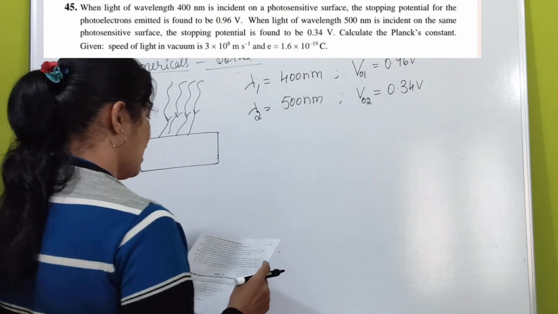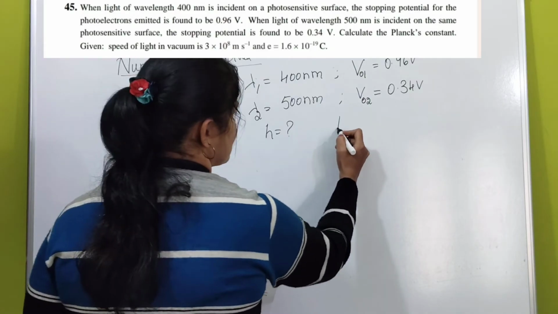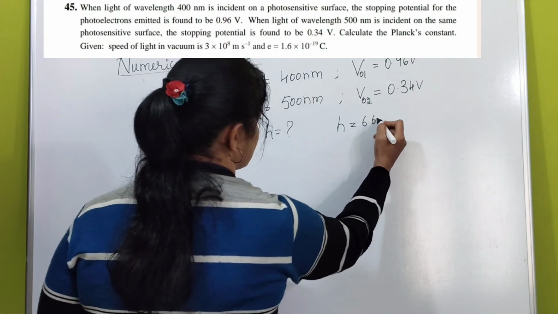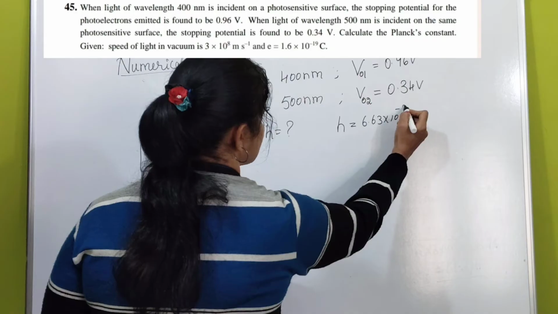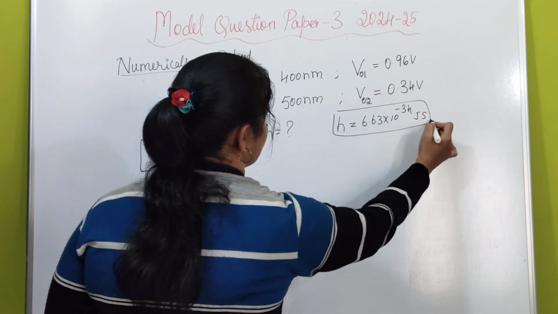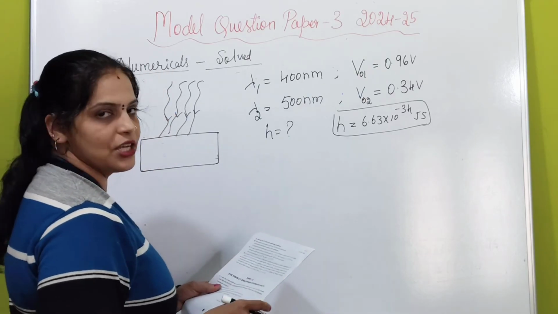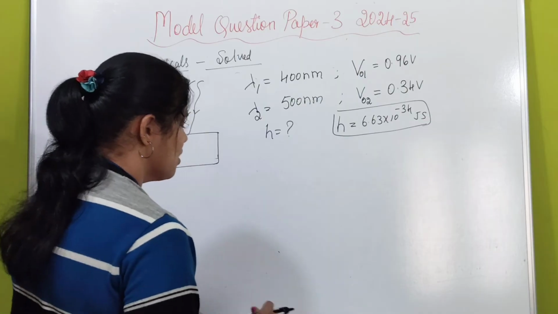Now calculate Planck's constant. H is how much? We already know Planck's constant is a constant number, 6.63 into 10 to the power minus 34 joule second. We need to get this number, right? So for that, speed of light and charge are given. So how to calculate?